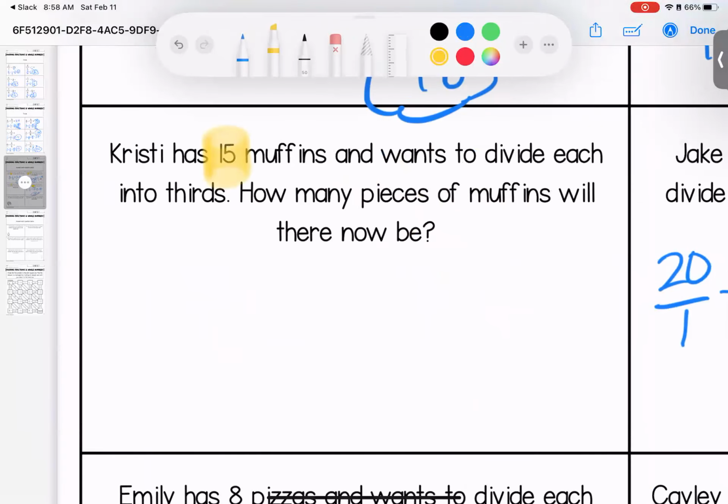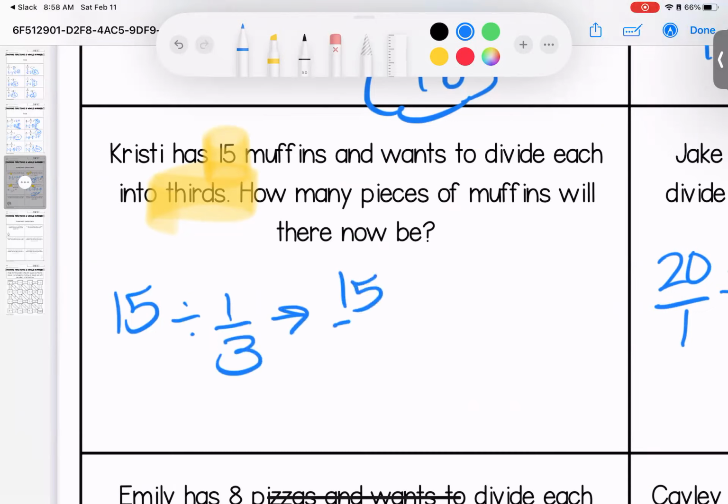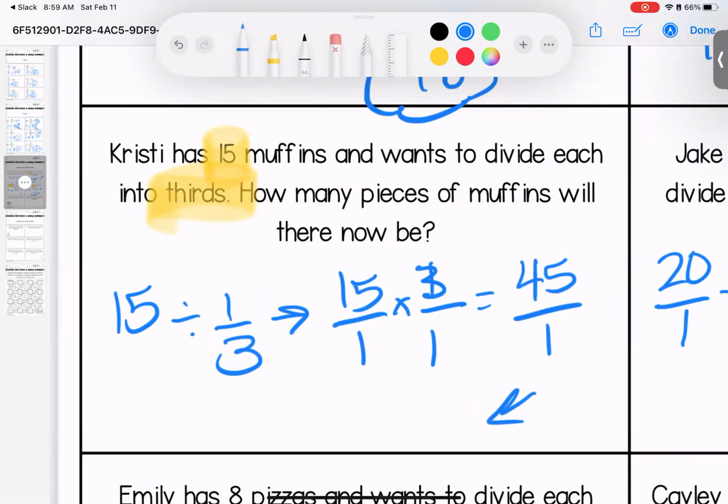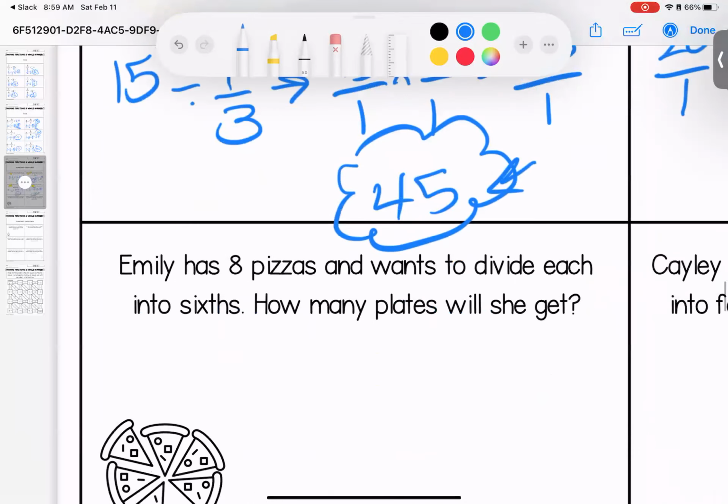Christy has 15 muffins. She wants to divide each into thirds. So 15 divided into thirds. Keep, change, flip. 15 times 3 is 45. She ends up with 45 pieces.